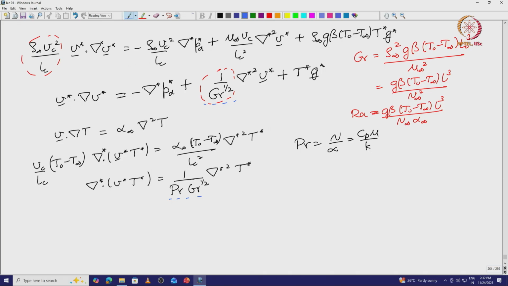Note that the momentum equation contains a temperature dependent term through the body force, and the temperature equation contains a velocity dependent term through the convective term.